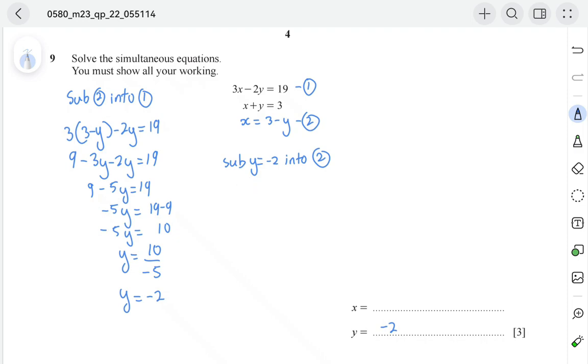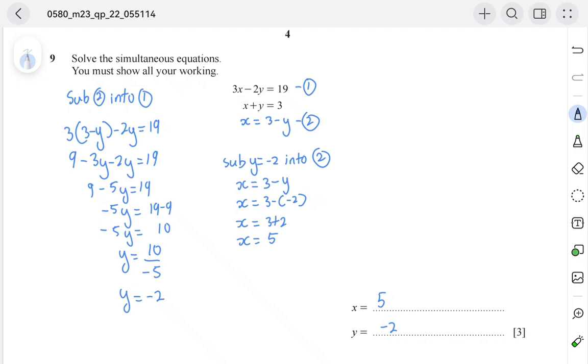Okay, let's back up. This way we can find x much easier. So, taking x equals 3 minus y, let's substitute y equals negative 2. Remember, use brackets. So, x equals 3 minus negative 2, negative times negative, 3 plus 2, x equals 5.